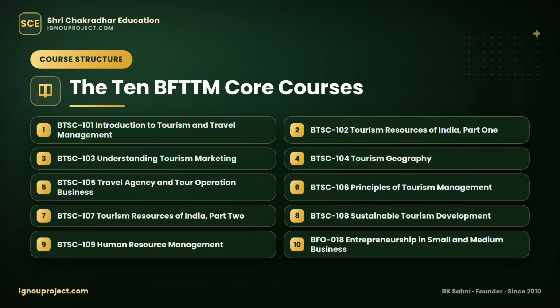These are the 10 core courses the official page lists, each carrying 6 credits. Notice the shape of them, because your project topic must sit inside this shape. Tourism resources, tourism marketing, tourism geography, travel agency and tour operation business, principles of tourism management, sustainable tourism development, human resource management, and entrepreneurship. Nothing about export documentation, shipping, or foreign trade.